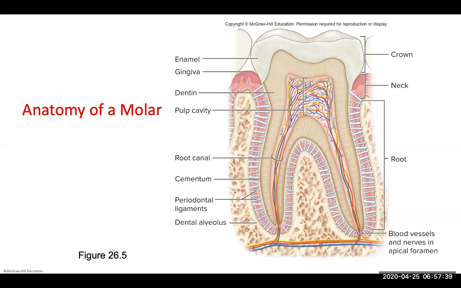Your gingiva are just your gums. You can see your dentin here makes up the mass portion of the tooth itself. The pulp, the root canal, the apical foramen has to do with this opening at the bottom of the root where blood vessels and nerves will travel to. And that takes you through the majority of the anatomy of the tooth.